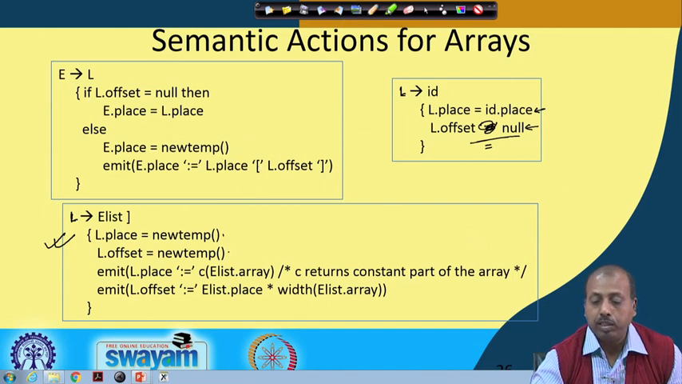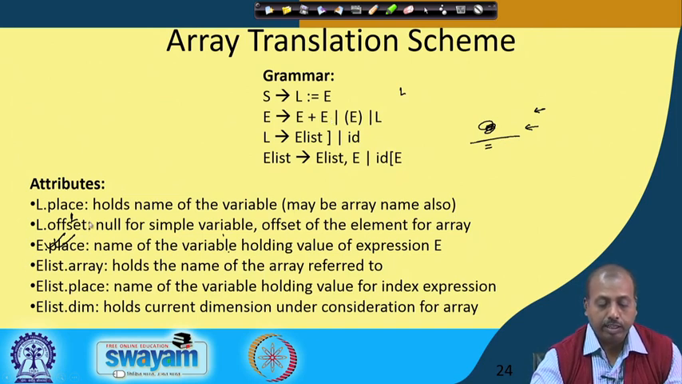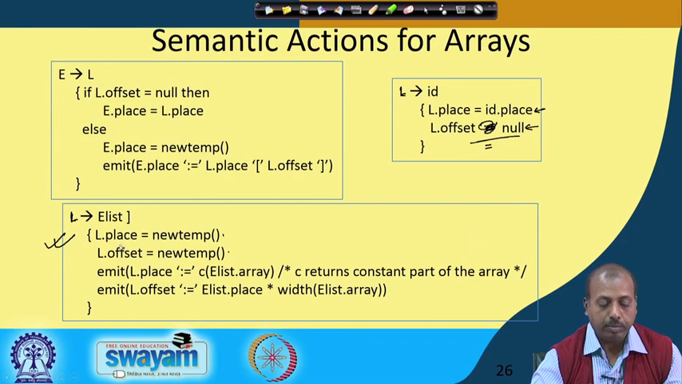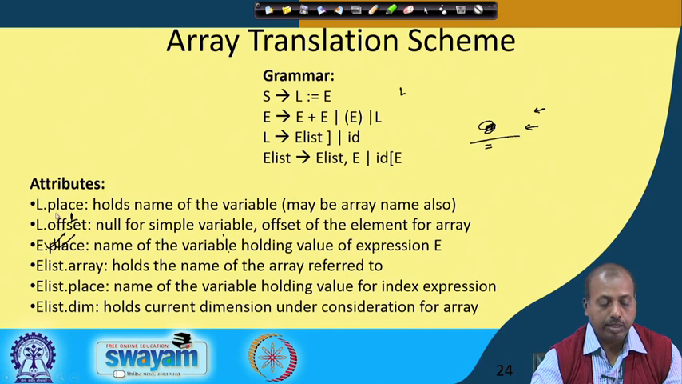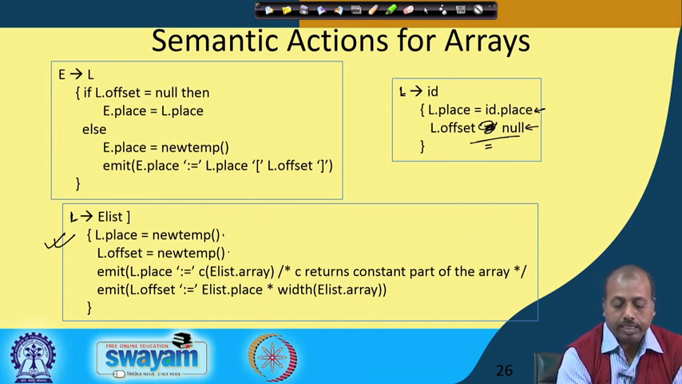If we look into the rule that we have seen previously, E list dot place is the variable holding the value for the index expression. Whenever L producing E list is done, L dot place should hold the name of the variable, which may be an array, and L dot offset will be the offset within the array. So you see that L dot place is new temp, L dot offset is new temp.